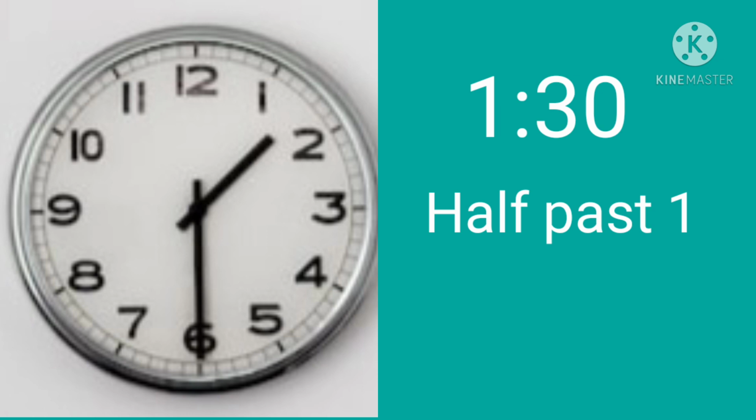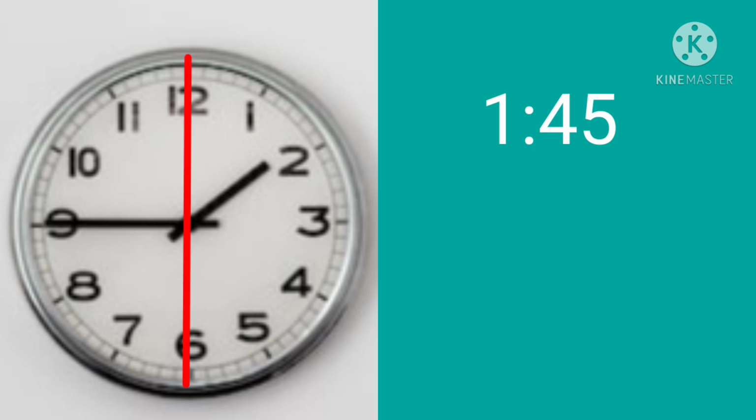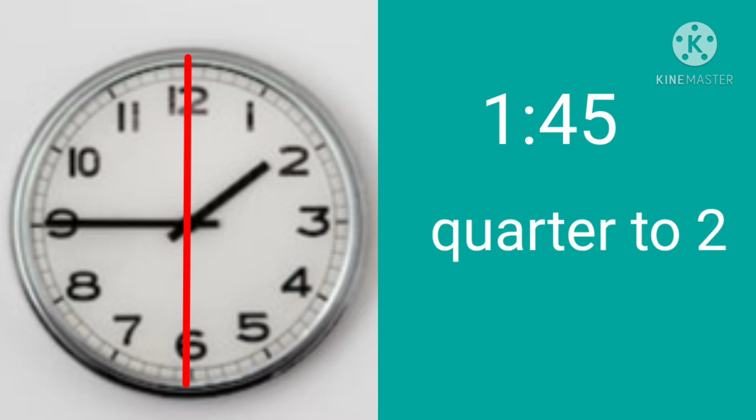Now let us see the next clock. Yes. It shows the time is 1 hour and 45 minutes. So we can write it as 1:45. The minute hand is on the left hand side of the clock. So we say the time to the next hour, that is 15 minutes to 2. Also, we know that 15 minutes is equal to quarter of an hour. So, we can say that the time is quarter to 2.